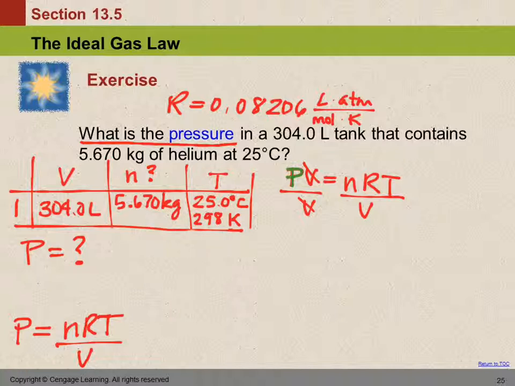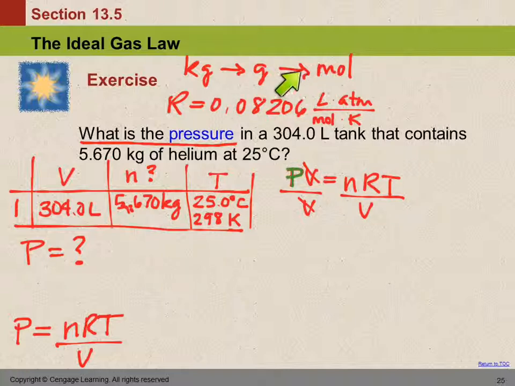We need to change kilograms to what? First to grams, and then to moles. So we're going to do kilograms to grams to moles, because that is the amount of gas. They gave us a mass. We need a number of particles. We need moles. So grams to moles, we've done a lot of that.